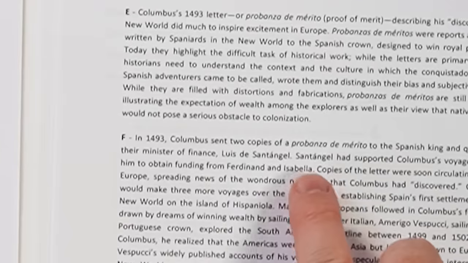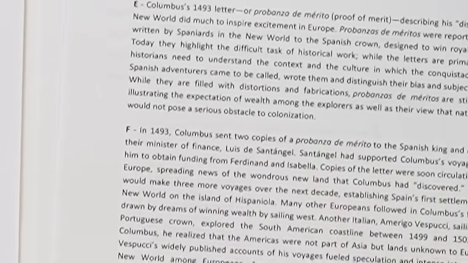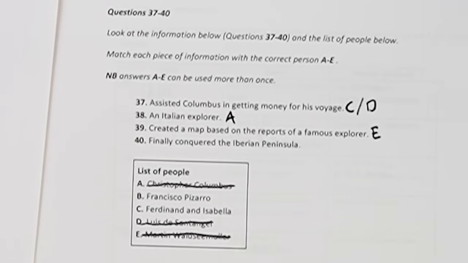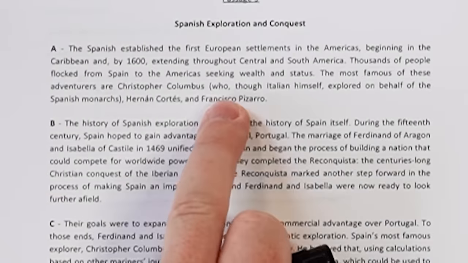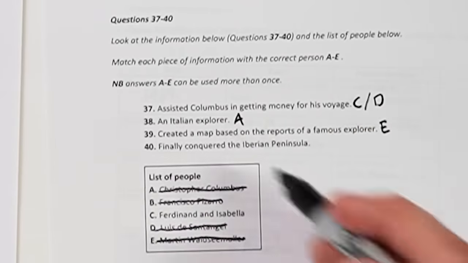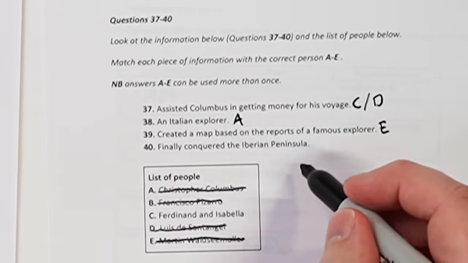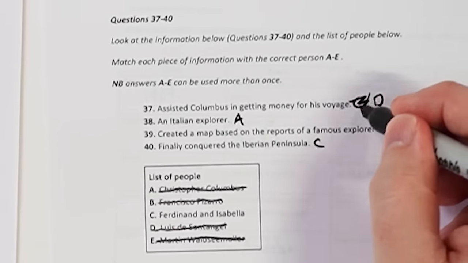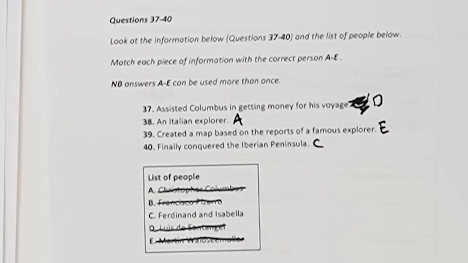Finally conquered the Iberian Peninsula. So it's not Louis, because Louis just helped them get money. It's not Francisco Pizarro, because Francisco Pizarro is only mentioned here and nowhere else, I believe. So it's not him, which means finally conquered the Iberian Peninsula. This is C, and that would make sense because there are the king and queen, which means this one is D. Assisted Columbus in getting money. And we're done. So you can check whether I got a band 9 or not. You can also let me know what score you got in the comments.